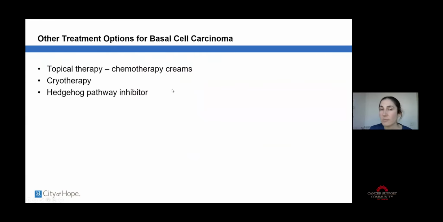As I mentioned, for basal cell carcinoma, there are a couple of other options, including the topical therapies. Sometimes if it's a very small lesion, they can just freeze it off with cryotherapy. If the basal cell is more extensive and it would be hard to treat it in a radiation field or do surgery on it, sometimes there's this hedgehog pathway inhibitor that's a systemic therapy that can also be an option.